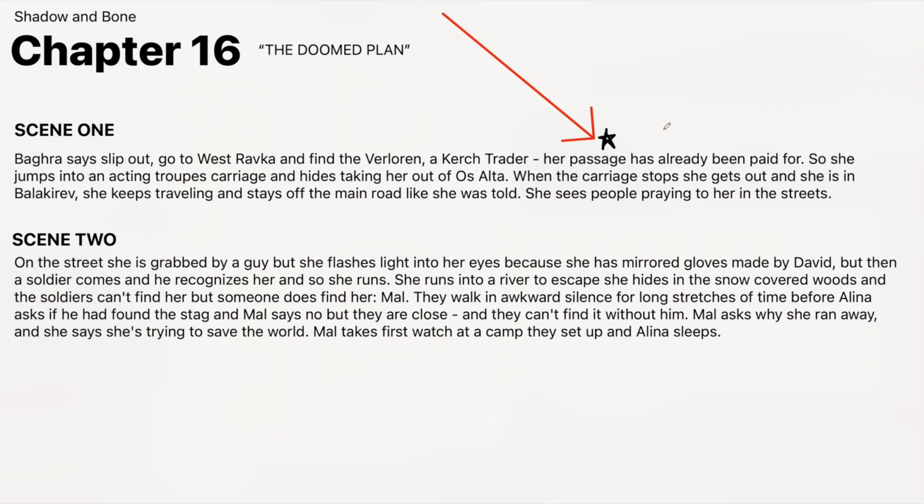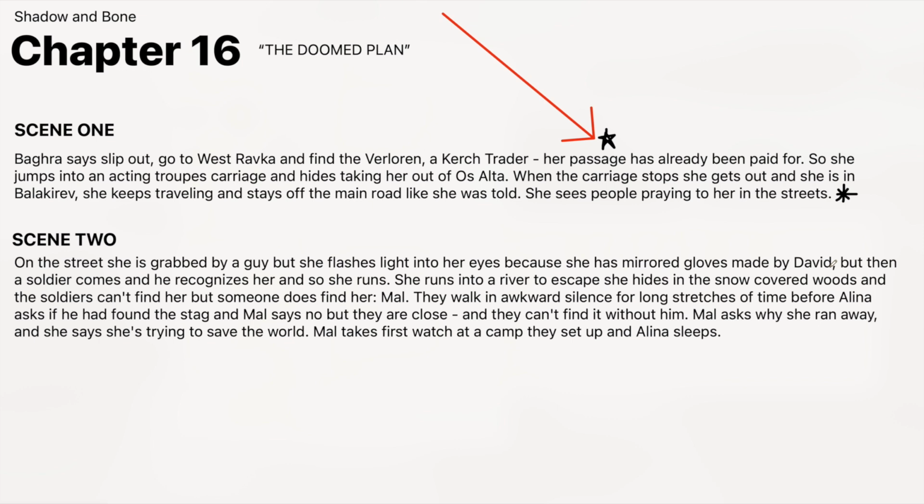When the carriage stops, she gets out and she's in Balakirev. She keeps traveling and stays off the main road like she was told. She also sees people praying to her in the streets, which is important. She sees that so many of the commoners around the country are praying to her and worshiping her as a saint.